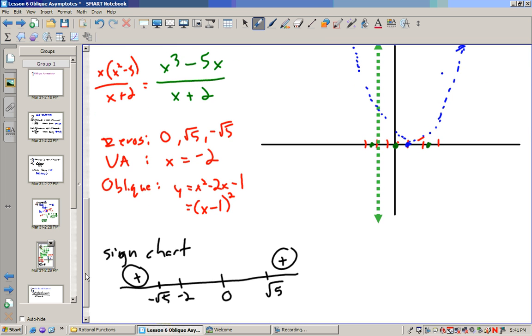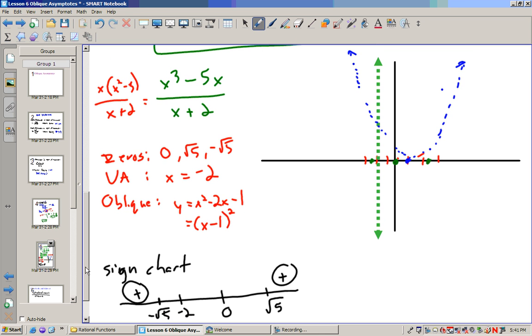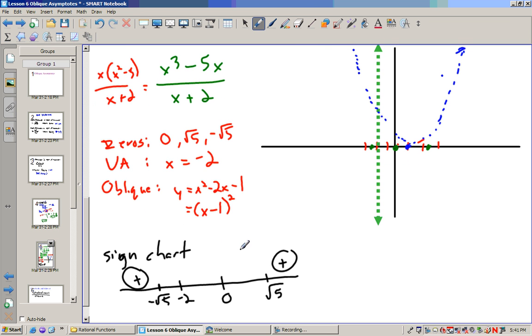At 0, if I plugged in 0 into this function, 0 times anything here would just be 0. So it would be 0 over 2. So at 0, that's a 0. So we don't have to plug 0 in. Let's plug in 1. 1 times 1 squared minus 5, which would be negative, over 1 plus 2, which would be positive. So this would be negative.